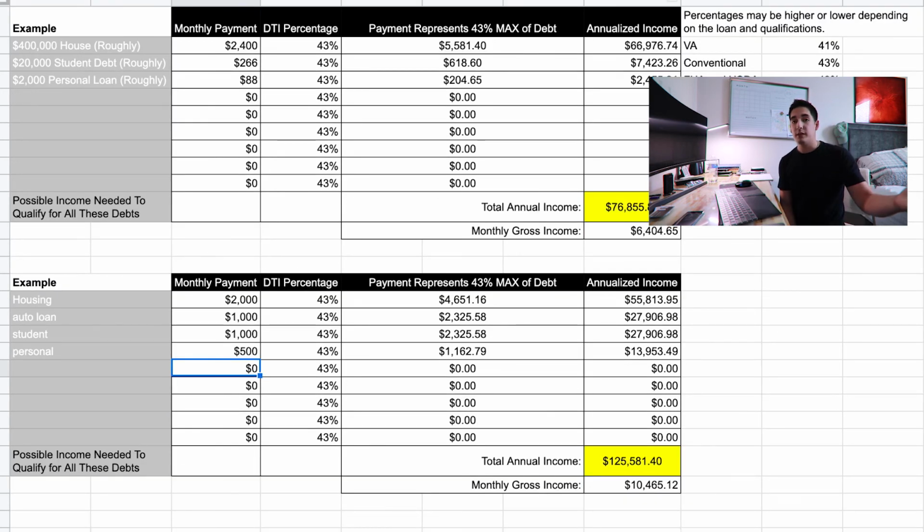And if we look back at the previous example, we saw that $4,500 of total debt payments per month blew us out of the water with that annual income of $100,000. But if we look at the spreadsheet, we will have a better idea how much income we would need potentially to be able to afford the housing payment and all the debt included. And the total annual income would be around $125,000 or monthly of $10,000.